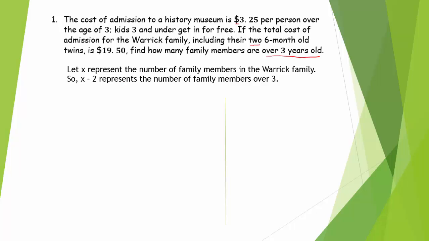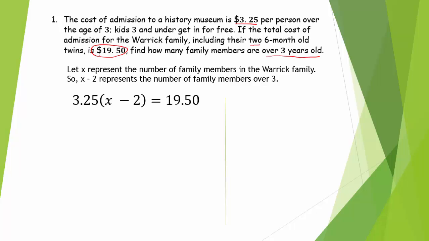They know it's $3.25 per person over the age of 3. And they know the total that they paid was $19.50. So they said $3.25 times X minus 2, the number of family members over 3, will give you $19.50. So this is the equation that they set up. In a few minutes, I'm going to show you a different equation.